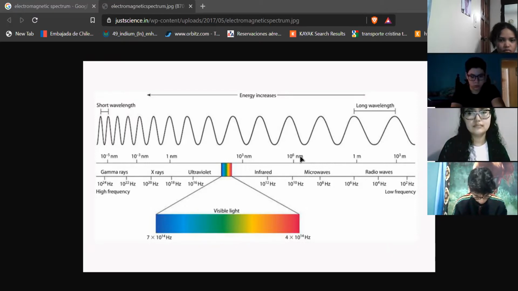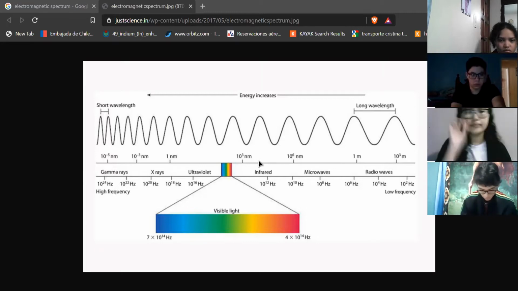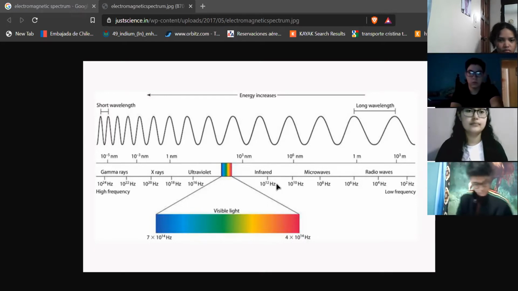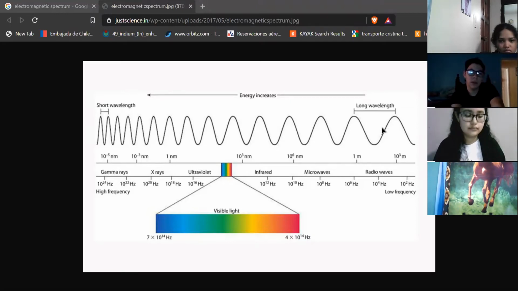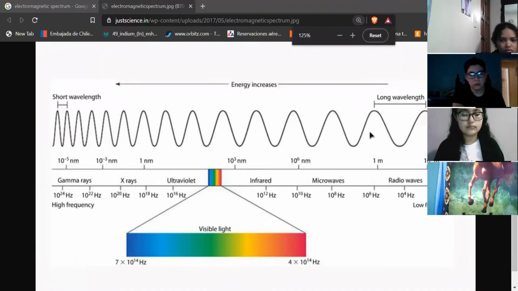So then if we move to a shorter wavelength, Salvador, what do we get? Repeat. If we move from right to left, what happens to the wavelength? Does it become longer or does it stretch? It becomes smaller. So a smaller wavelength than microwaves, we have? Infrared, right? Infrared light, have you heard of that?